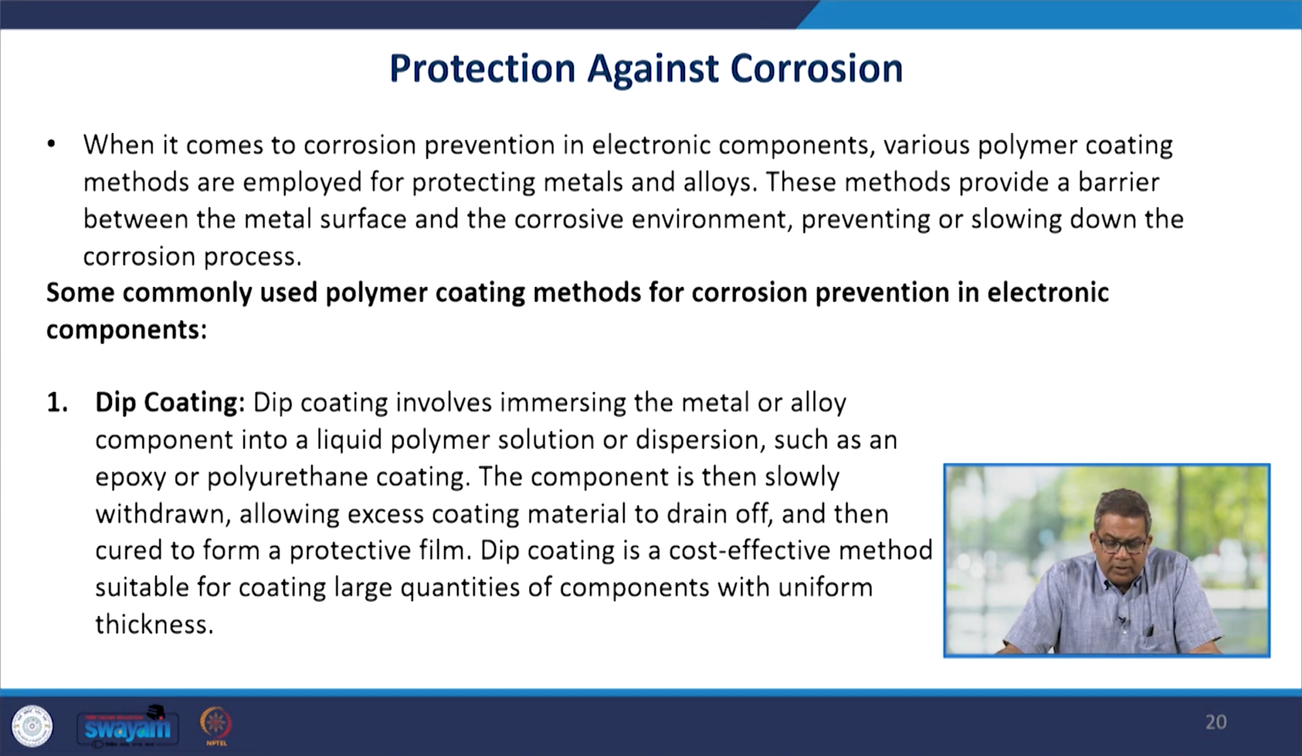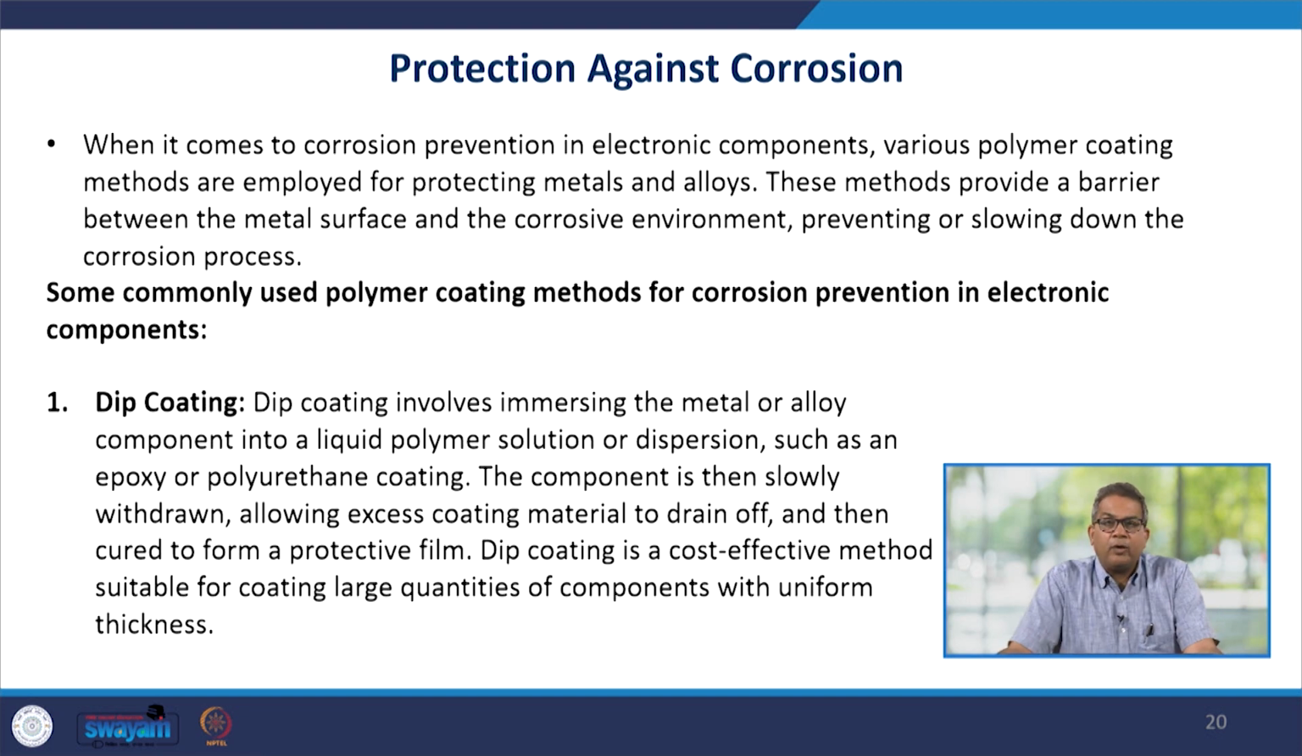Now, let us talk about protection against corrosion. When it comes to corrosion prevention in electronic components, various polymer coating methods are employed for protecting metals and alloys. These methods provide a barrier between the metal surface and the corrosive environment, preventing or slowing down the corrosion process. Some of the commonly used coating methods for corrosion prevention are enlisted. One is dip coating.